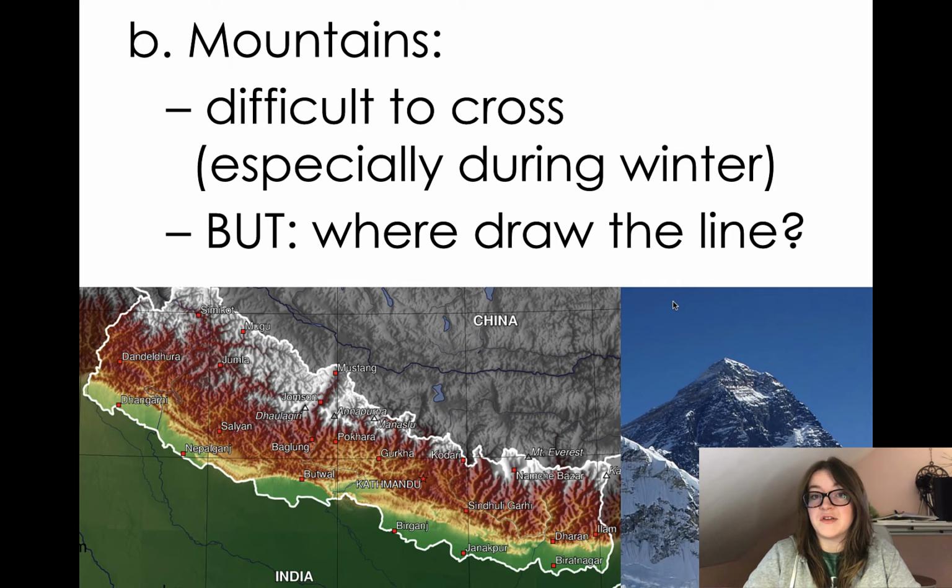Mountains are another major physical boundary. They're difficult to cross, especially during the winter. Mountains are much colder, generally speaking, than the vicinity around them. So it's going to be really hard to cross when they're snowy and slippery and extremely, extremely cold.